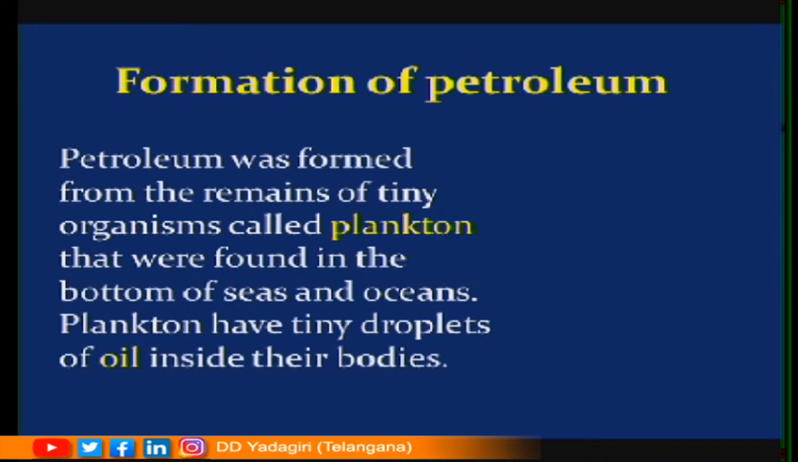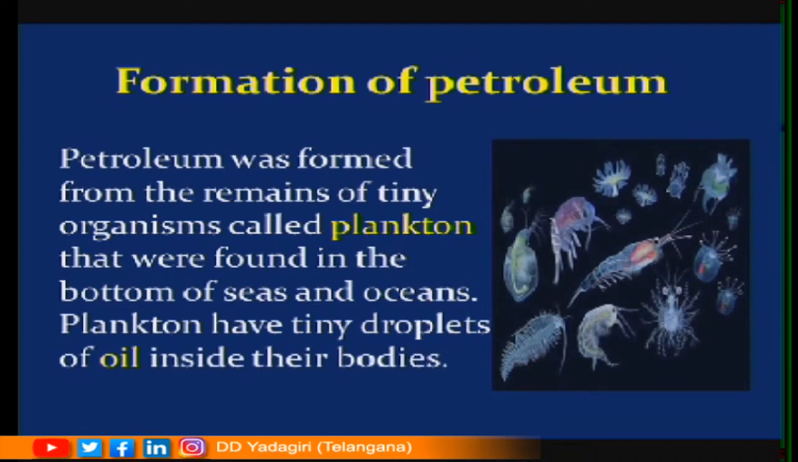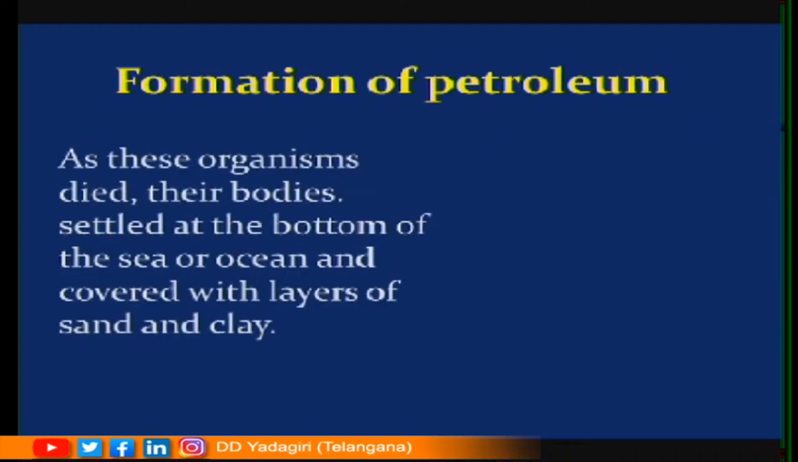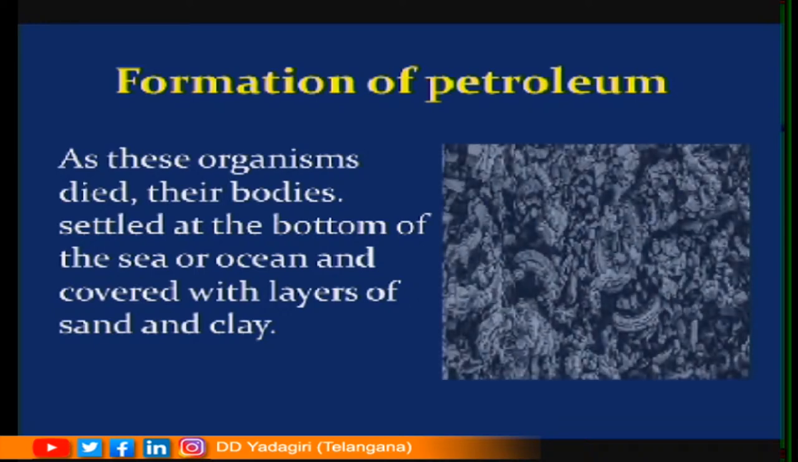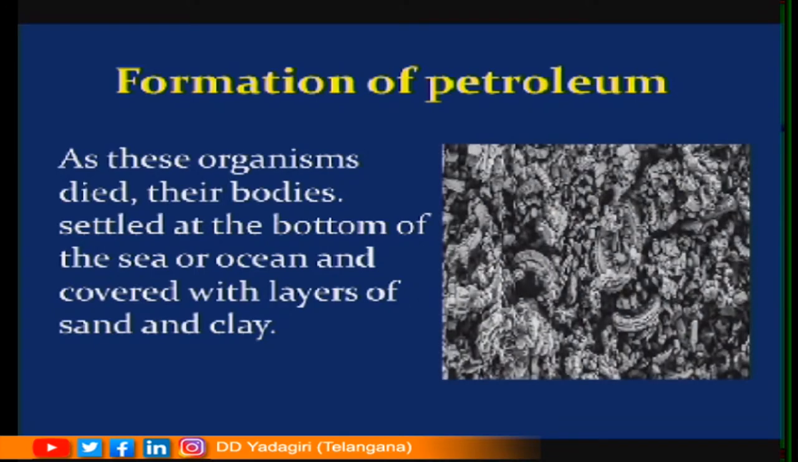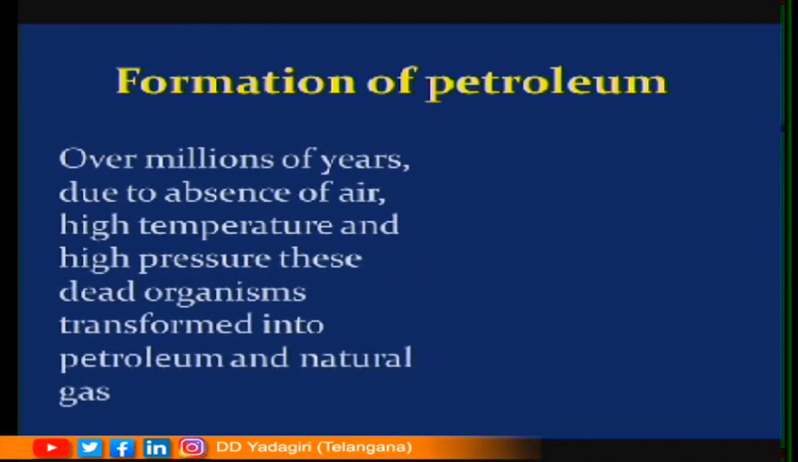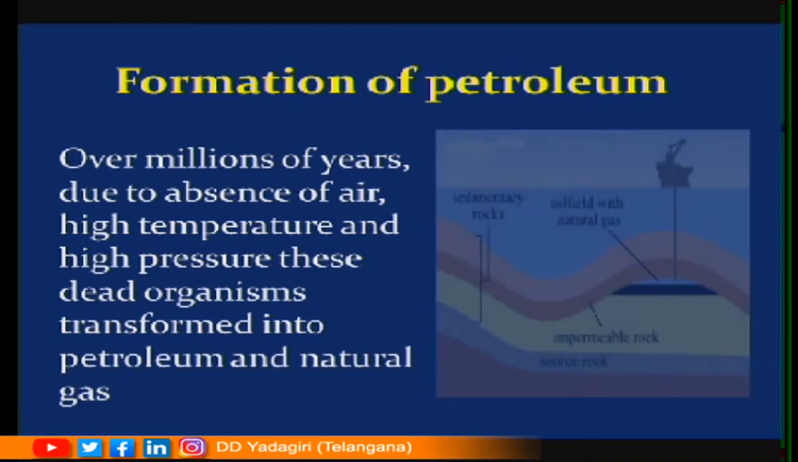Planktons have tiny droplets of oil inside their bodies. Now, this is the picture of planktons. As these organisms die, their bodies settle at the bottom of the sea or ocean, covered with layers of sand and clay. After covering, the dead bodies will look like this, and they will decompose there. Over millions of years, due to the absence of air, under high temperature and high pressure, these dead organisms transformed into petroleum and natural gas.